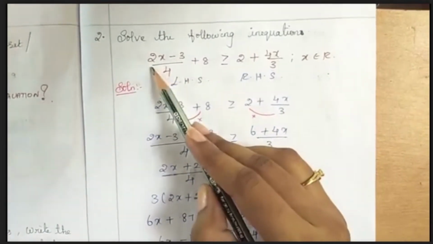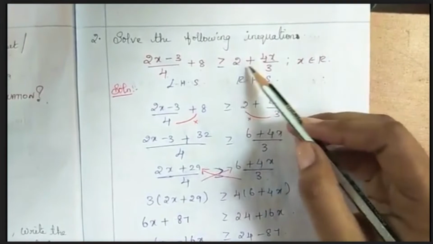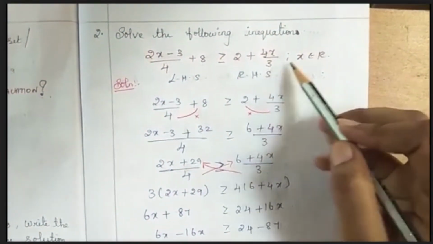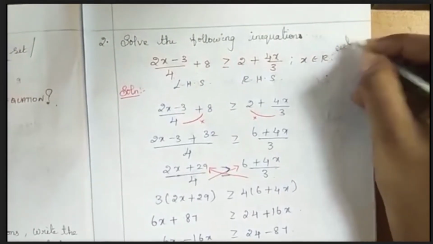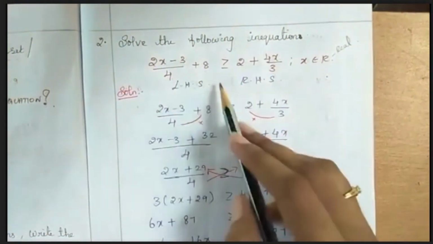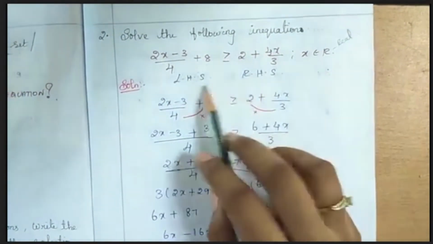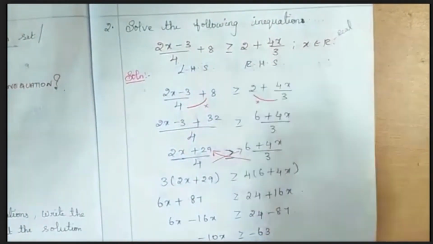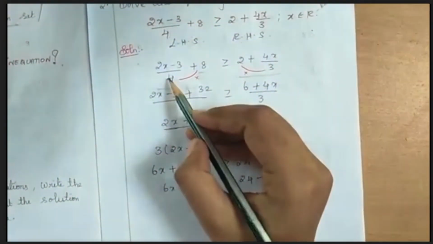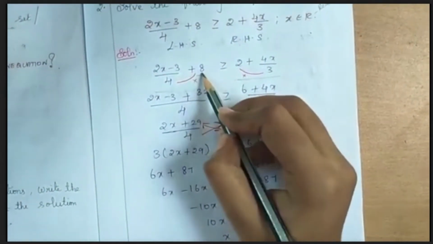What is the equation given? (2x minus 3) by 4 plus 8 is greater than or equal to (2 plus 4x) by 3, where x belongs to R, which is nothing but the real numbers. Now let us go for the solution. Here we have two expressions, right? Let us consider this as the left hand side and this as the right hand side. Now what is the left hand side? 2x minus 3 divided by 4, plus 8.